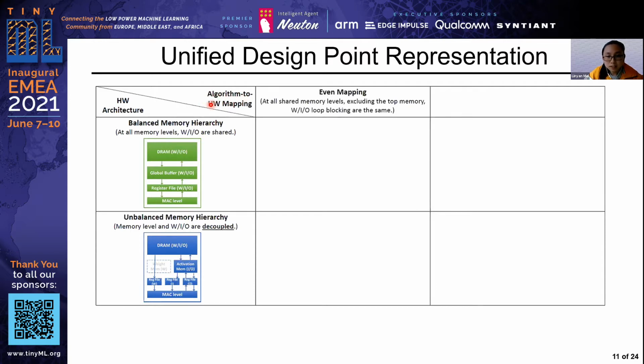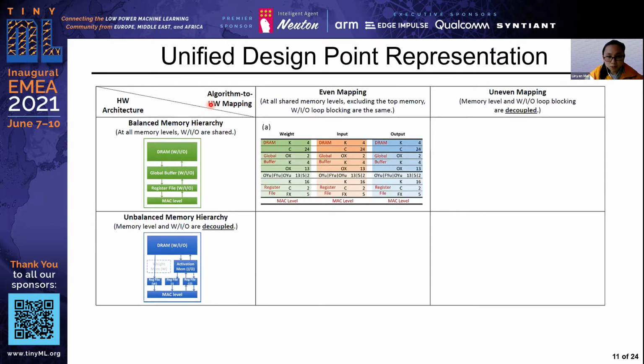I defined it as even mapping and then uneven mapping. The even mapping, so let's take an example. Let's look at the example. So here is our one design point example.